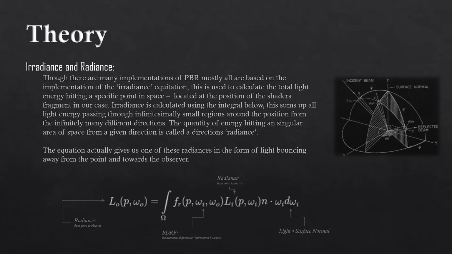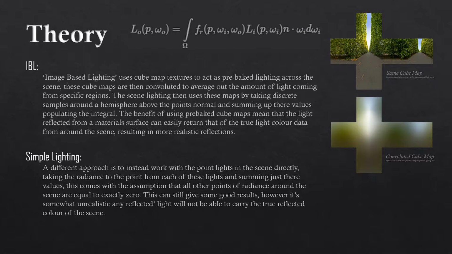Instead, there are two different approaches: IBL, or image-based lighting, or just using lights directly. Image-based lighting sums up the integral by taking quantifiable steps around the hemisphere and using the resultant directions as coordinates on a convoluted cube map. The cube map in question is the pre-baked lighting of the scene.